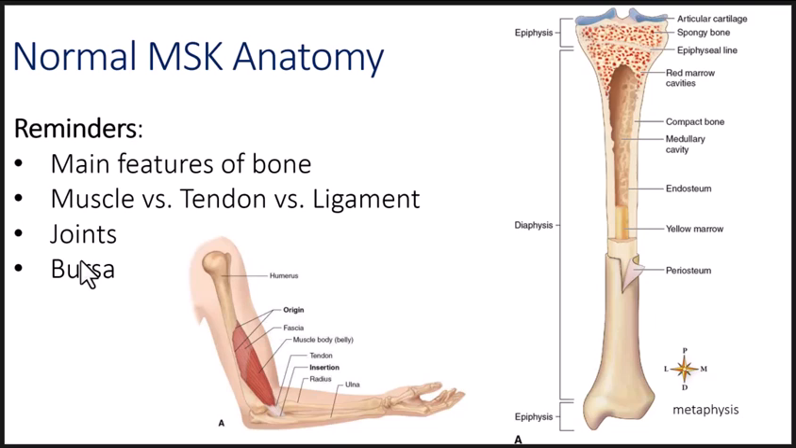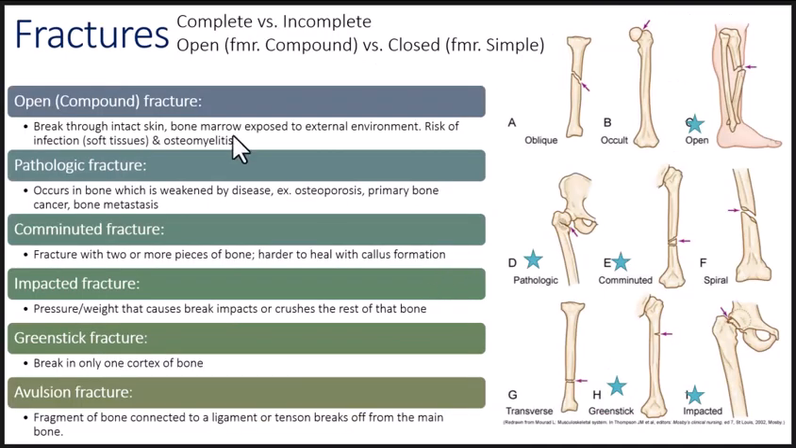And what a bursa will do is it'll be located between two structures to prevent friction between those two structures. So these guys will prevent friction in areas that they are found throughout the body.